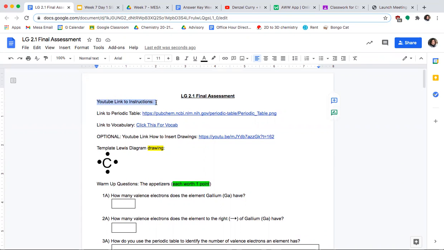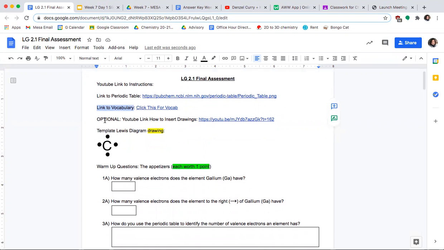At the top of your 2.1 final assessment there are some helpful links: a link to the YouTube video that we're currently watching, a link to the periodic table, which you will need for this assignment, and a link to vocabulary in case you're forgetting any of the words. You might not necessarily need the vocabulary, but it might be helpful to look back at in case you're forgetting what words mean.